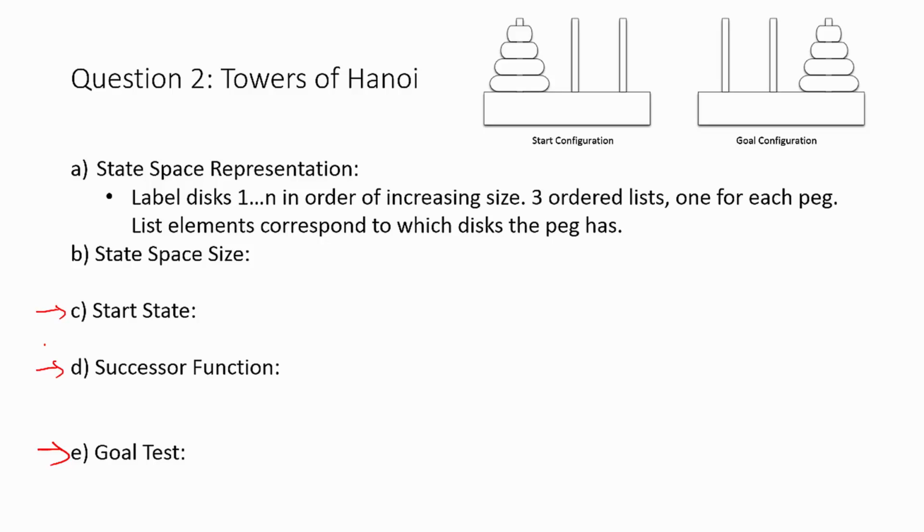So let's see if this works. For our start state, well, we want this configuration here. So that's pretty simple. We'll have 3 lists. The middle peg and the right peg have no disks, so they're empty lists. And the leftmost peg has all the disks, so that's 1 to n. Okay, so this will be our start state.